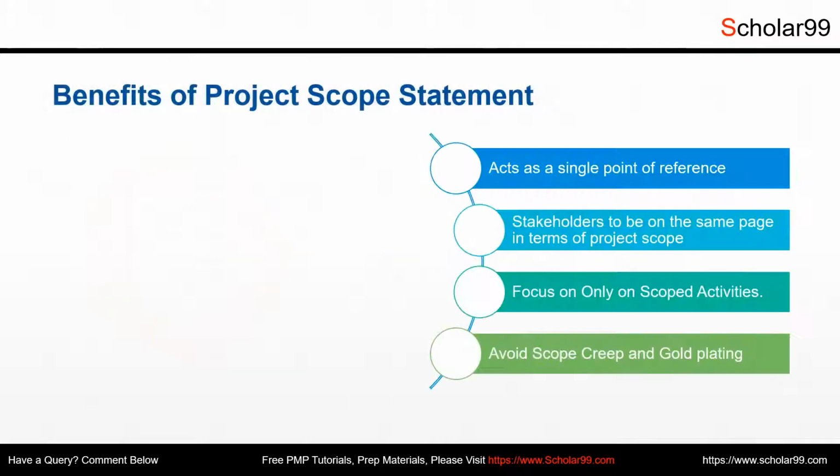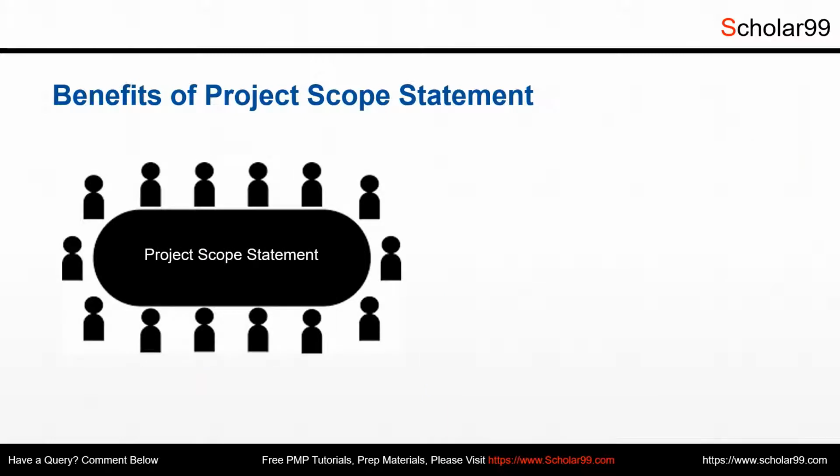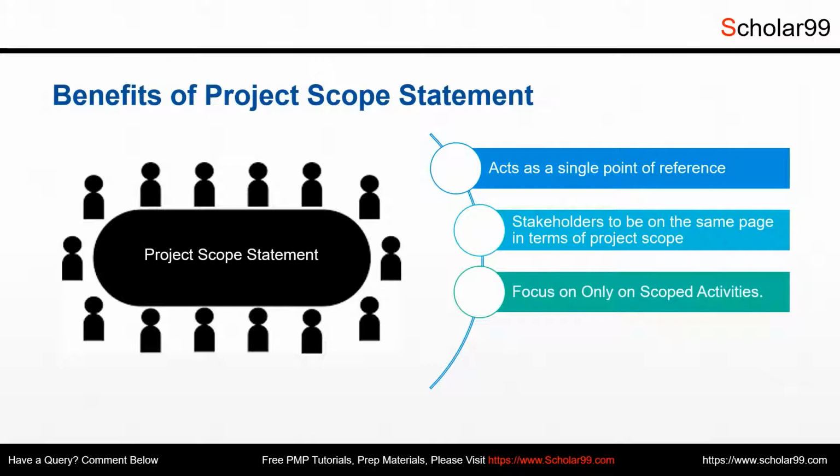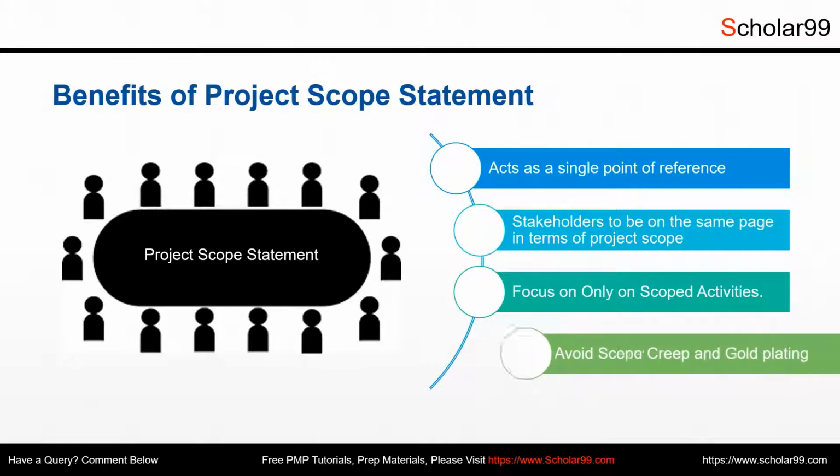Now let's look at what are the benefits of having project scope statement in your project. Project scope statement acts as a single point of reference for all the stakeholders in terms of project scope. All the project stakeholders are going to be on the same page in terms of project scope. It ensures the project team to focus only on in-scoped activities.